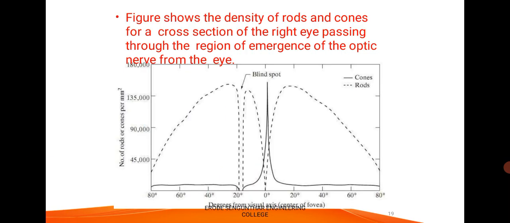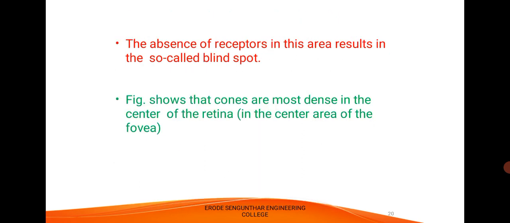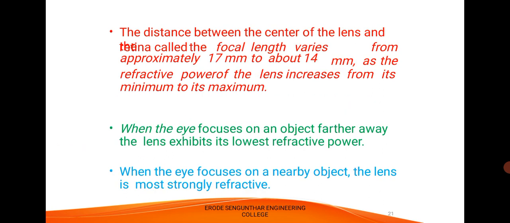This figure depicts the number of rods and cones in a cross section of the eye passing through the region of emergence of the optic nerve from the eye. The place where no rods and cones are present is called the blind spot. So the absence of receptors in this area is called the blind spot. We can see that cones are most dense at the center of the retina, called the fovea. The distance between the center of the lens and the retina is called the focal length, which varies from about 17 mm to about 14 mm.